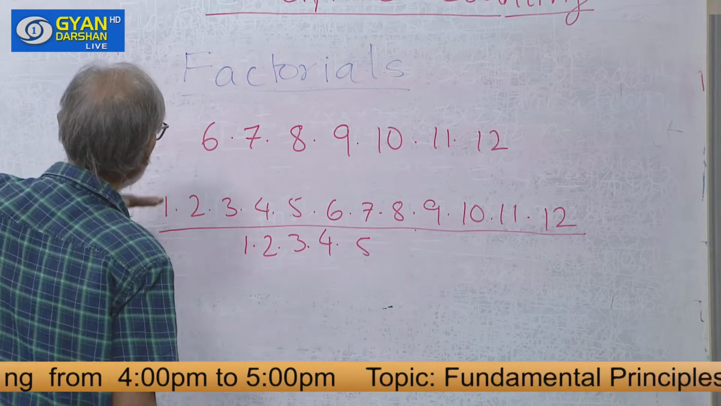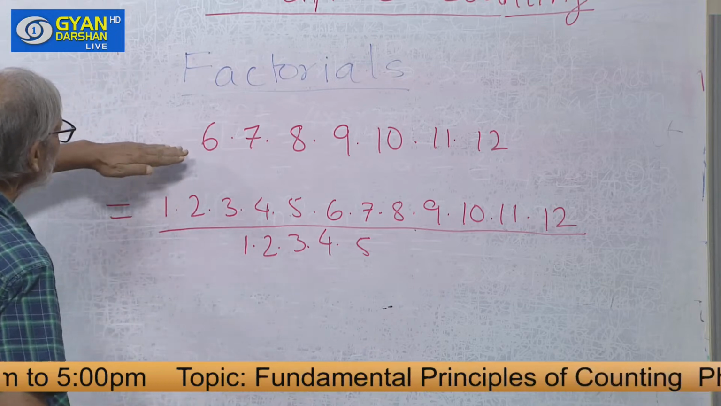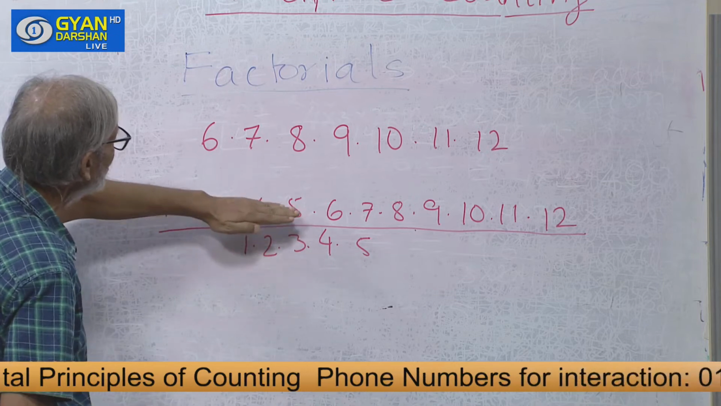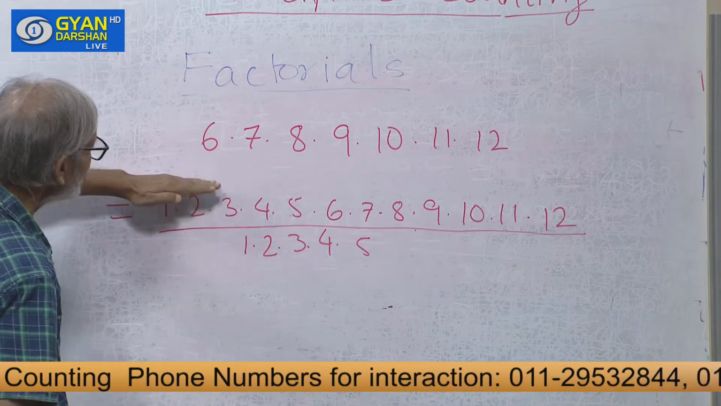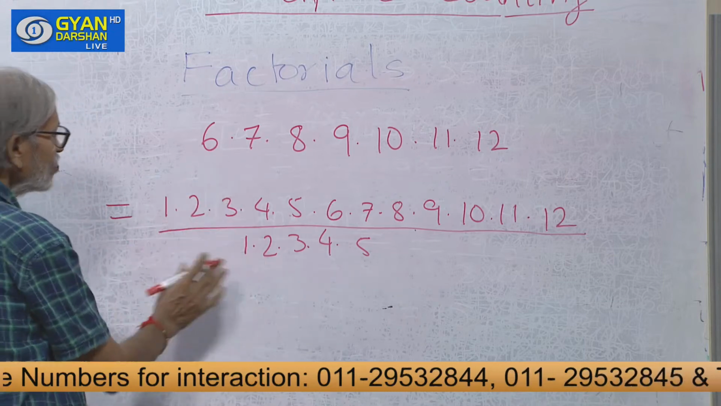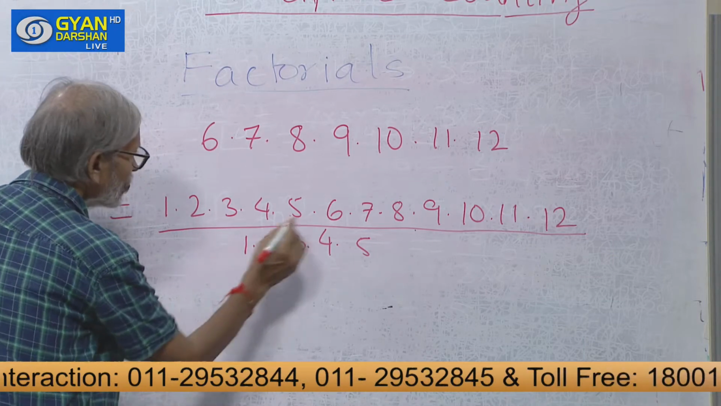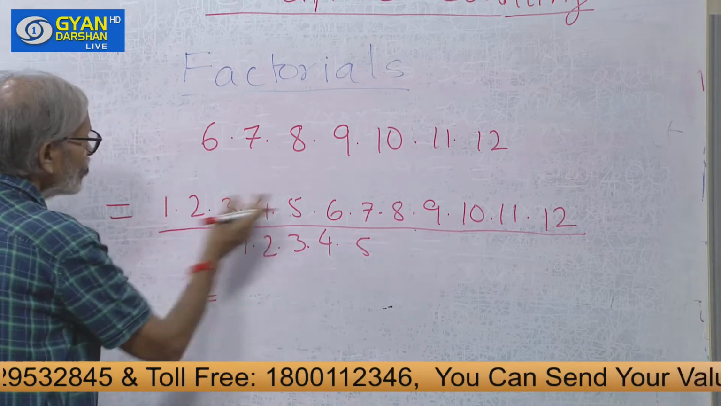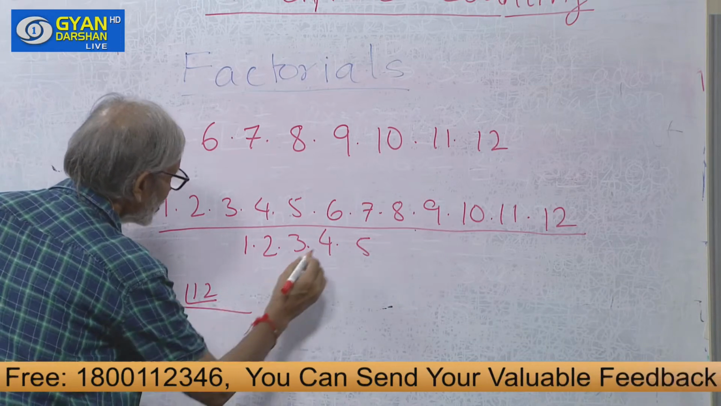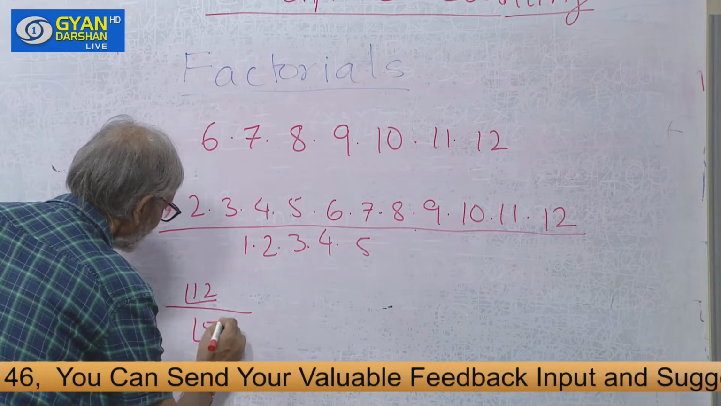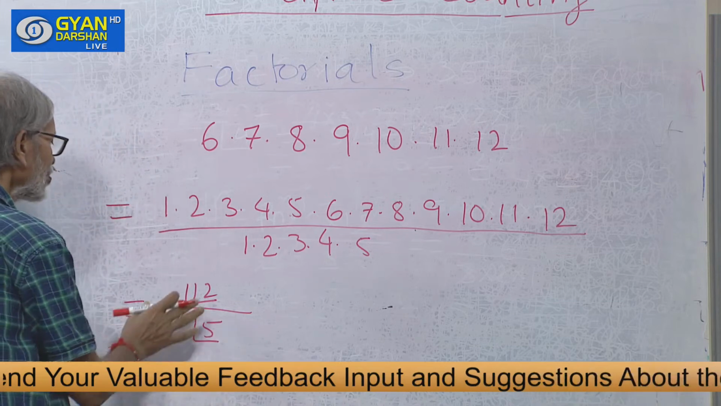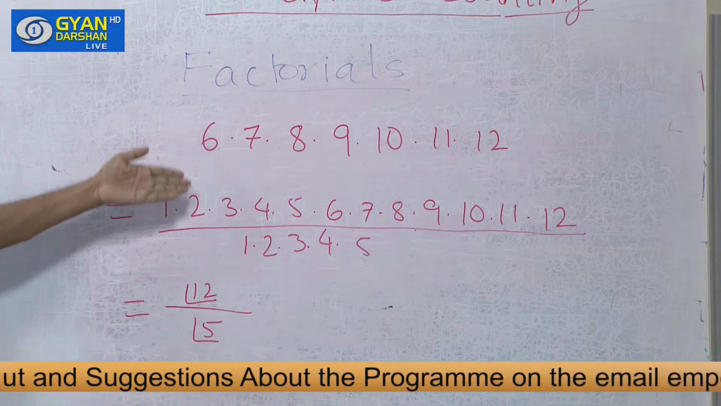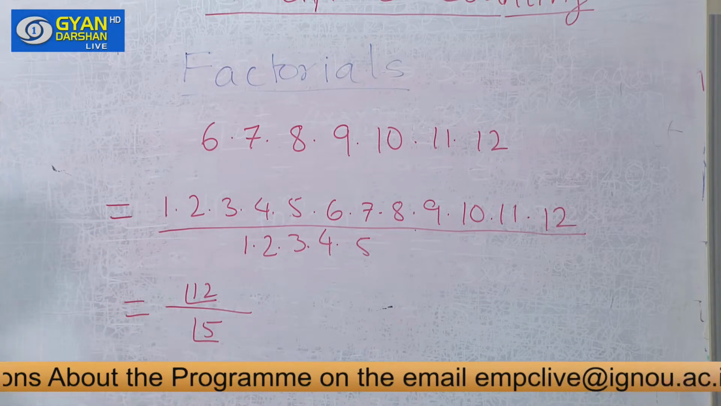So, what essentially we have done is that we have multiplied 1 into 2 into 3 into 4 into 5 in the numerator and denominator. So, the result will be the same. So, the numerator will become factorial 12, because from 1 to 12, and the denominator will become factorial 5. So, this multiplication we can represent in this factorial form.